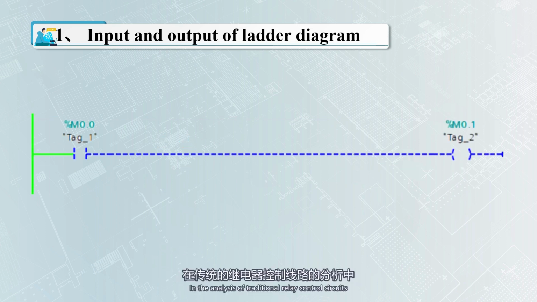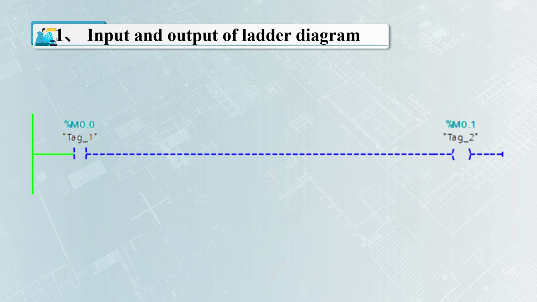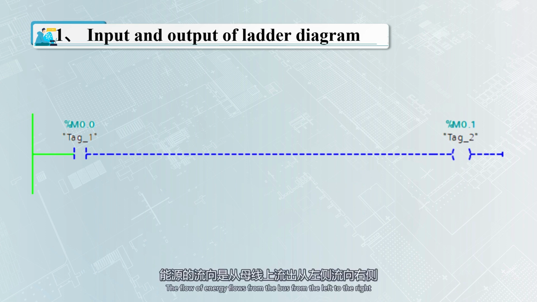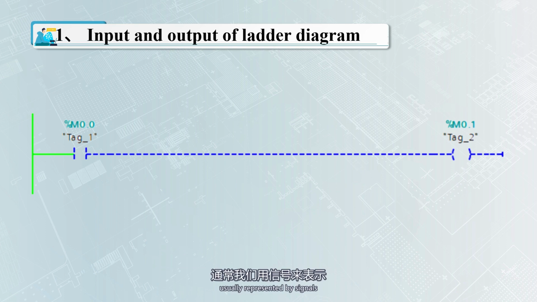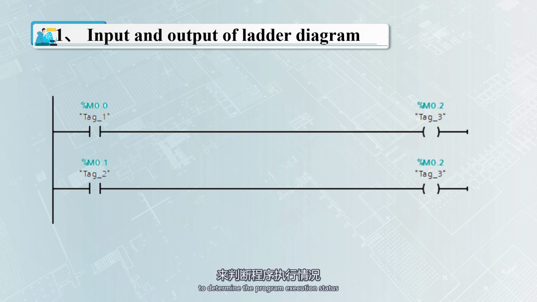In the analysis of traditional relay control circuits, the main focus is on the on-off of contacts and whether the coil is powered on. In fact, in the ladder diagram, we still observe this transmission situation. The line on the left side of the ladder diagram is called the bus, and there is conceptual energy on the bus. The flow of energy goes from the bus from the left to the right, usually represented by signals. On the ladder diagram, we observe the transmission of signals and whether the signals have arrived to determine the program execution status. It should be noted that when writing a program, the same coil can only appear once.